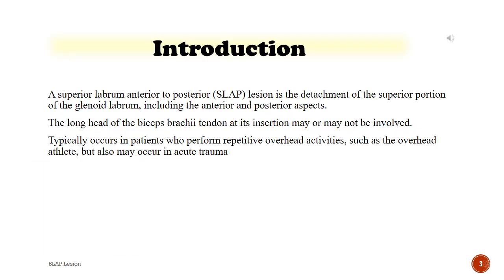Introduction. A superior labrum anterior to posterior, SLAP, lesion is the detachment of the superior portion of the glenoid labrum, including the anterior and posterior aspects. The long head of the biceps brachii tendon at its insertion may or may not be involved. Typically occurs in patients who perform repetitive overhead activities, such as the overhead athlete, but also may occur in acute trauma.